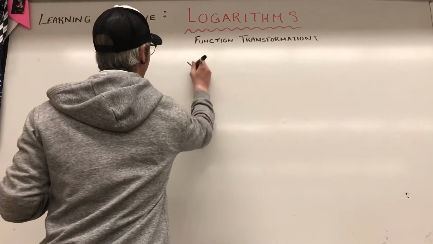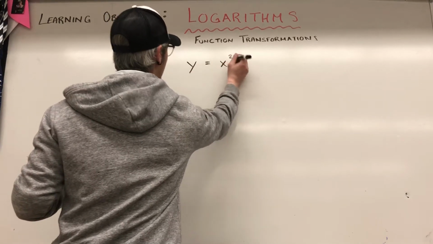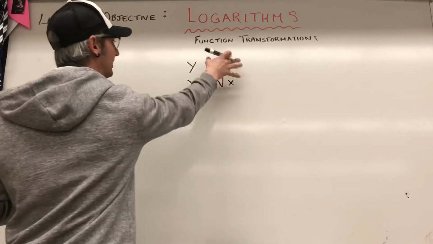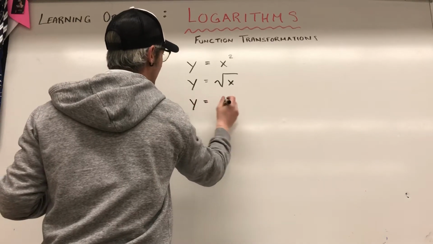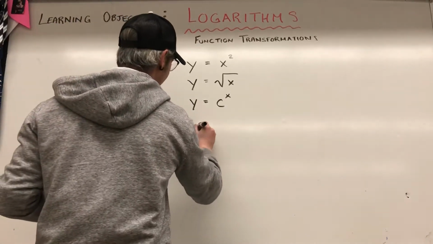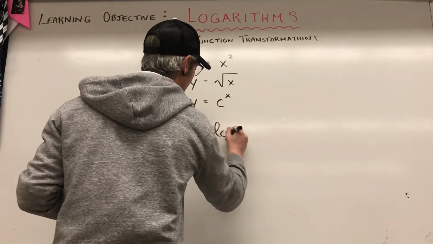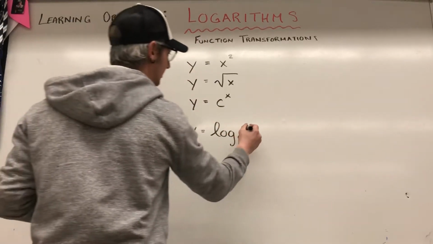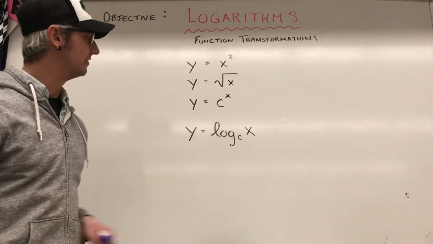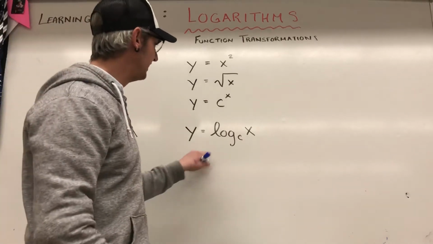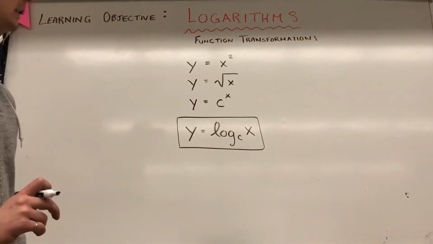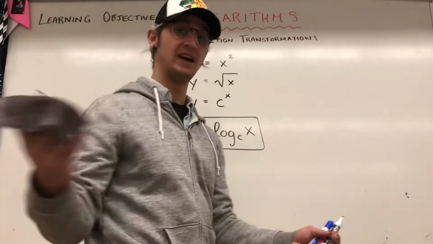And just like in quadratics, our baseline is y is equal to x squared, or in radicals, it's y is equal to the square root of x. This is what we transform, this is where we start. We have c to the x for exponentials. For logarithms, our baseline function is y is equal to log base c, my constant, of x. Okay? This represents the inverse of this. So this is our starting point. This is what we're going to transform. And guess what? It looks exactly the same.